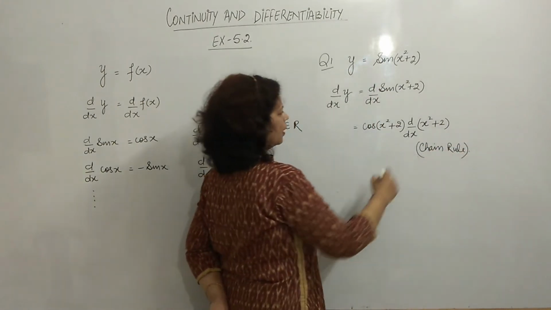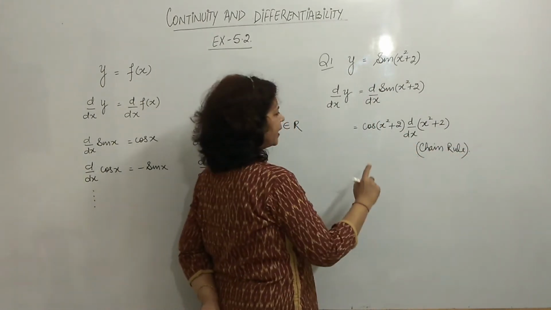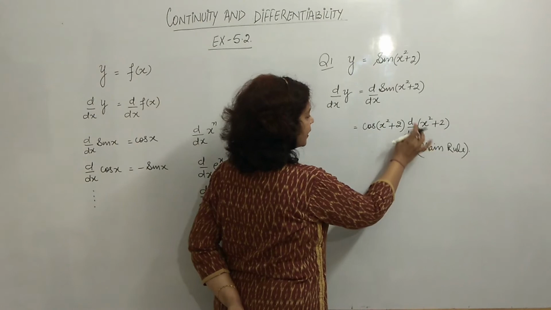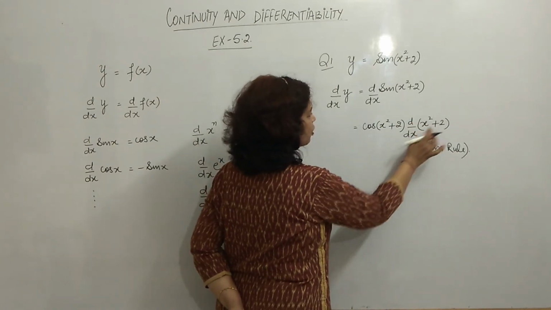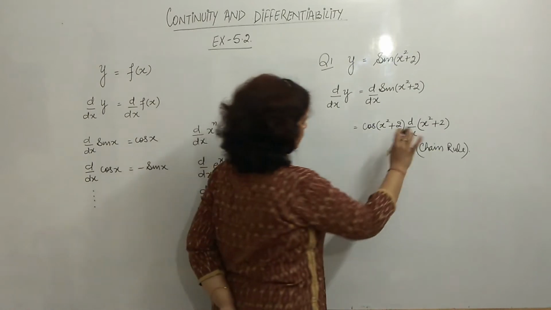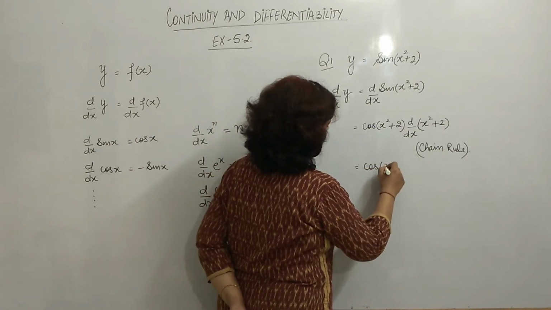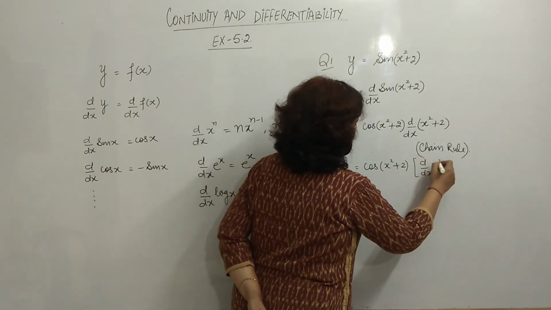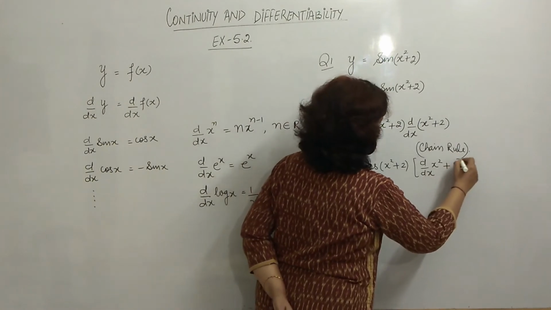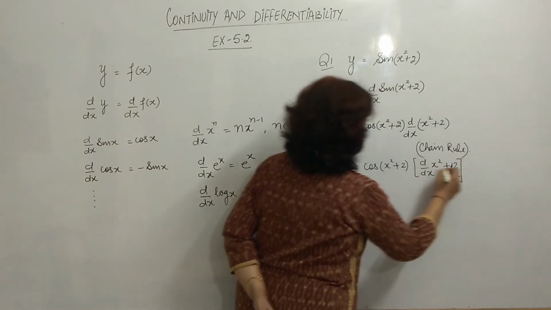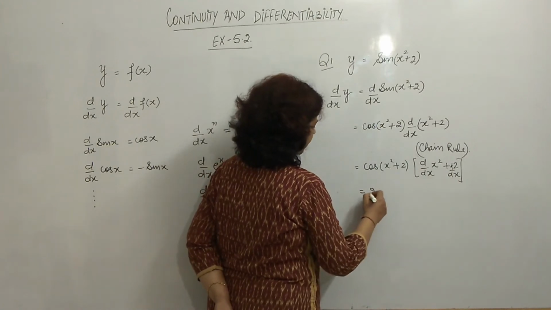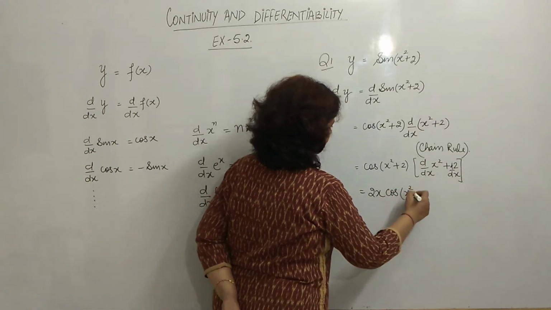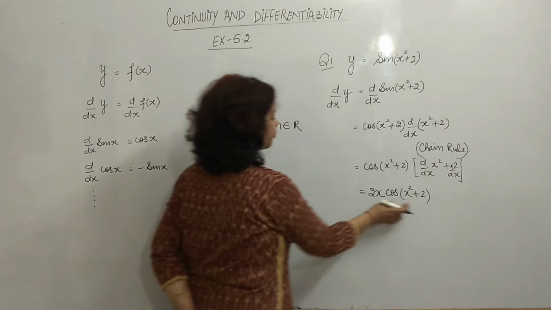right? You know that d by dx has a property of distribution. What does it mean? That d by dx of x square and d by dx of 2 both will be done. So, cos(x square plus 2), d by dx distributes over both, d by dx of x square and d by dx of 2. Derivative of x square is 2x, derivative of 2 is 0, and we write the derivative of x square before the function.